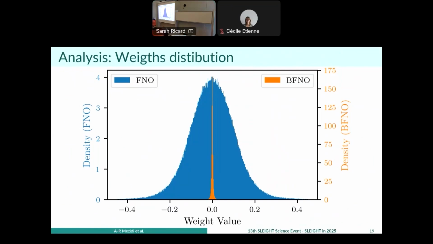The depth: I think for the Fourier neural operators, it's 8 layers. I took the best models. The best model for the Fourier was 8 layers, and for the Bregman it was 32.